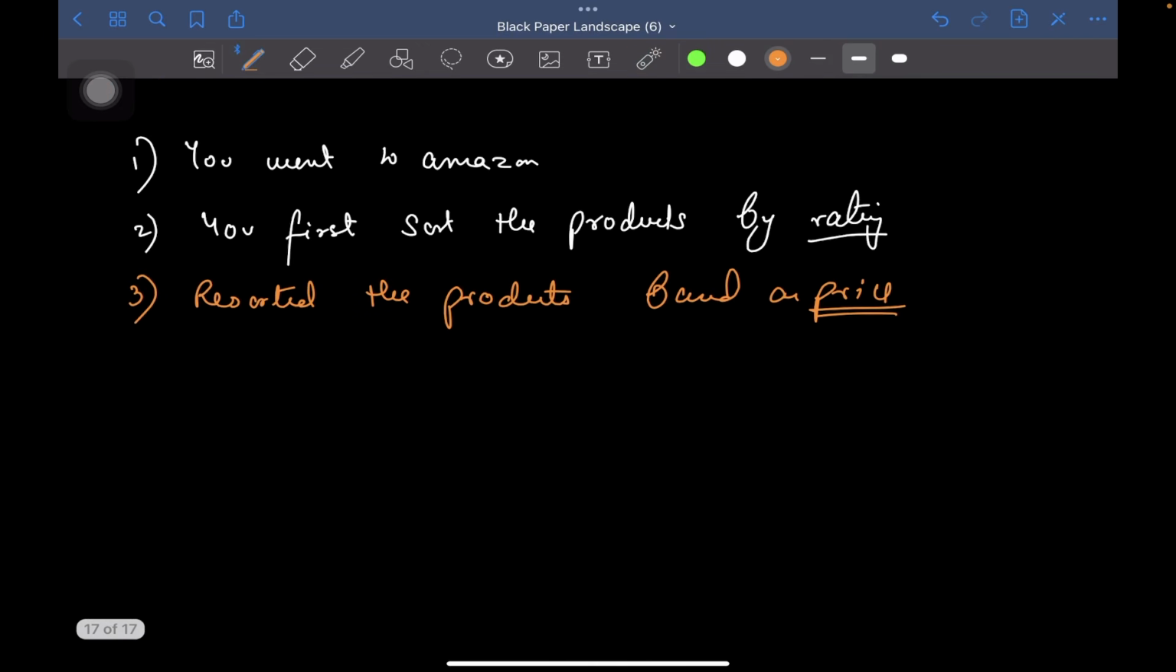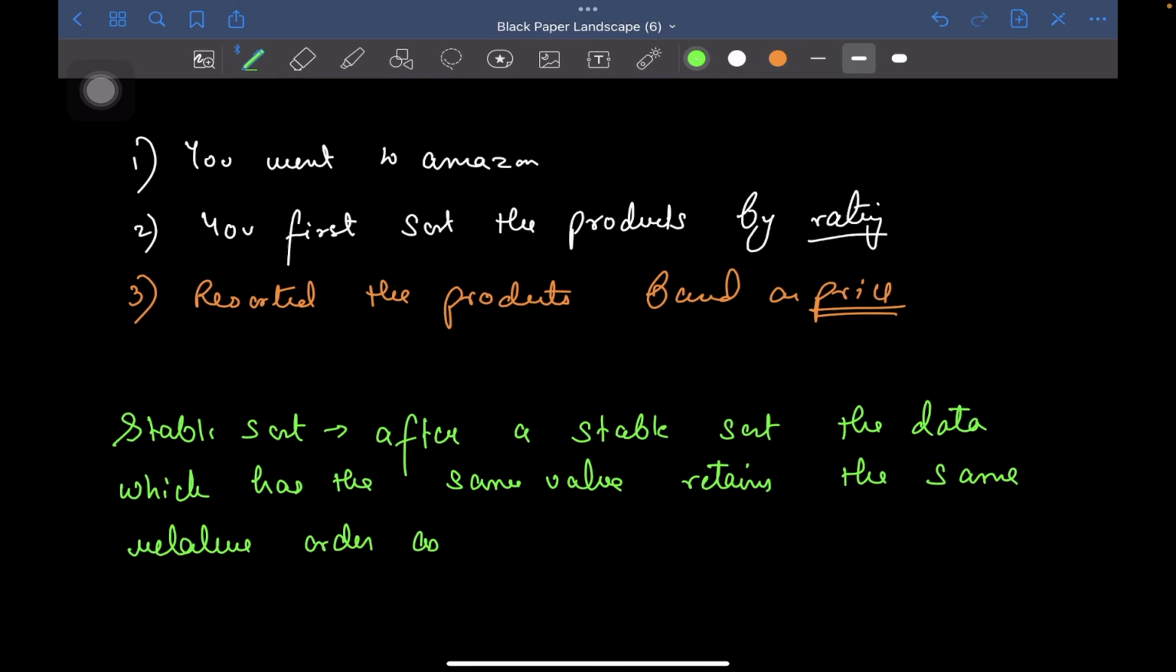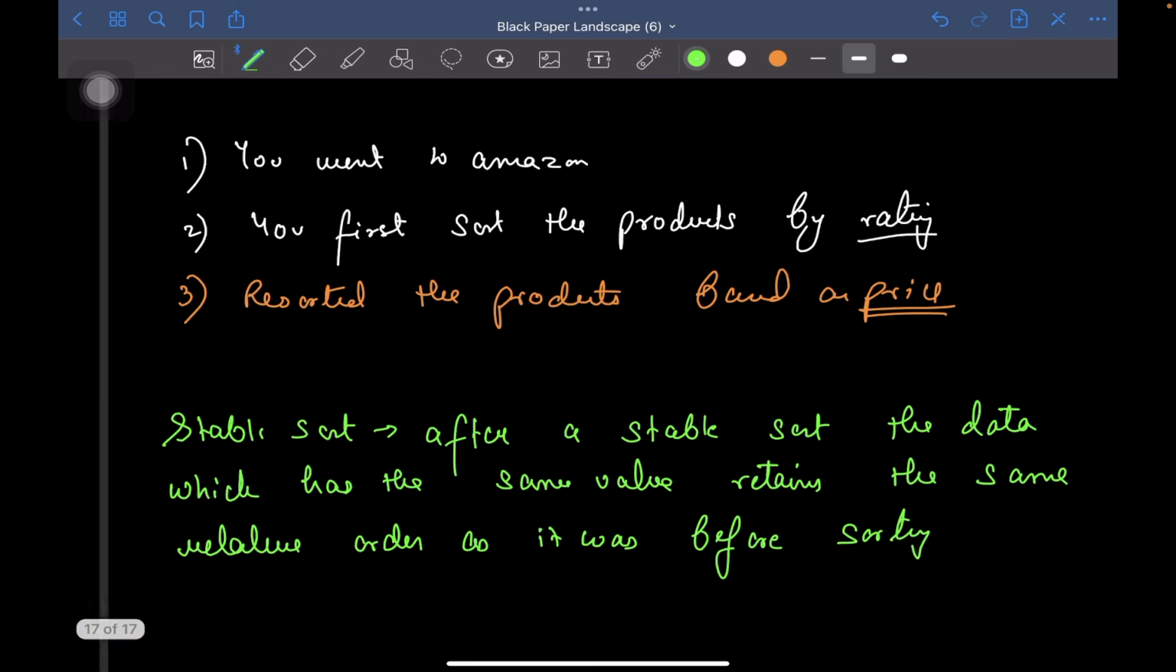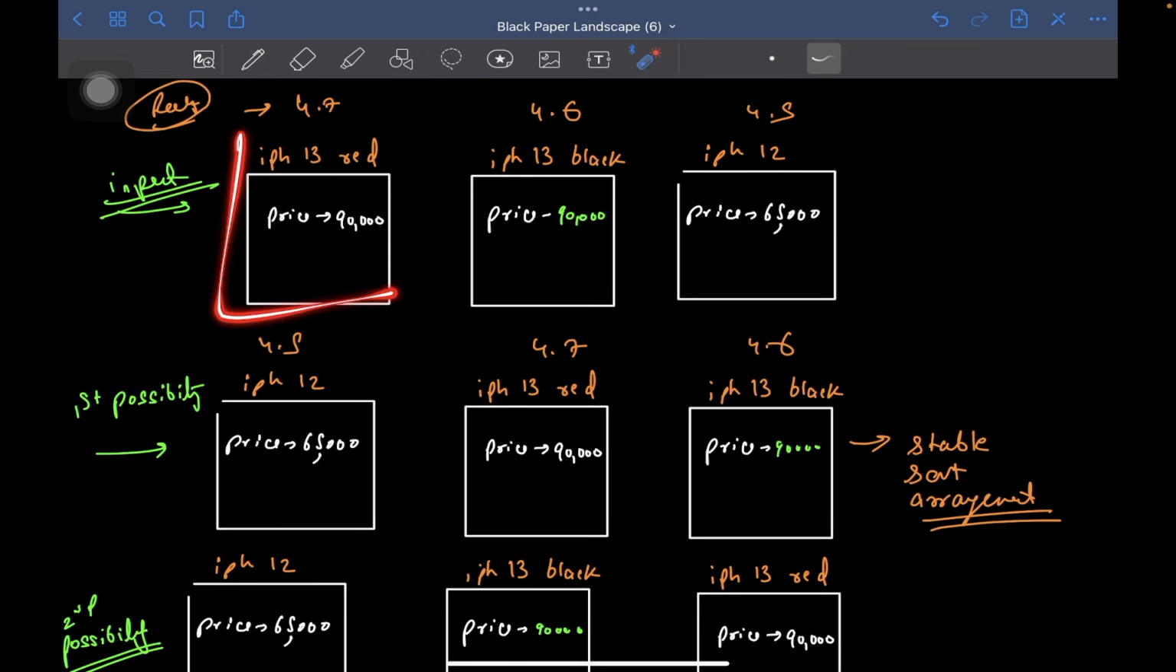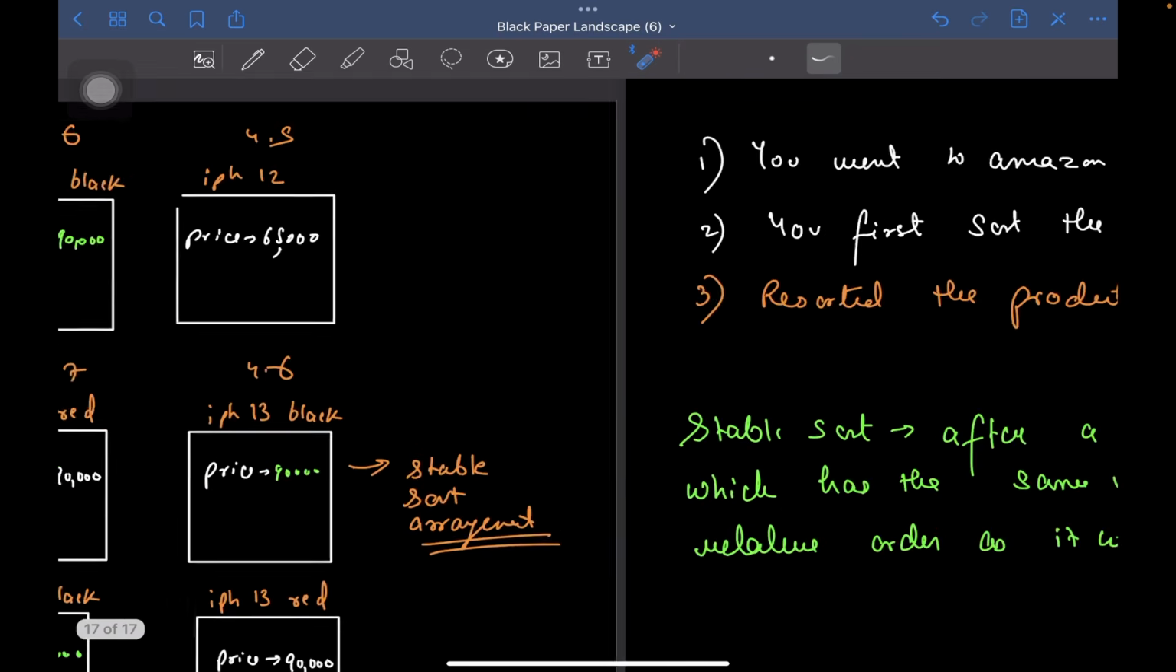See? So stable sort means after a stable sort, the data which has the same value retains the same relative order as it was before sorting, right? That means before the sorting based on price, product red was before product black, and because both of them are having same price, after sorting also, if product red is before product black, that means they retained their relative order.